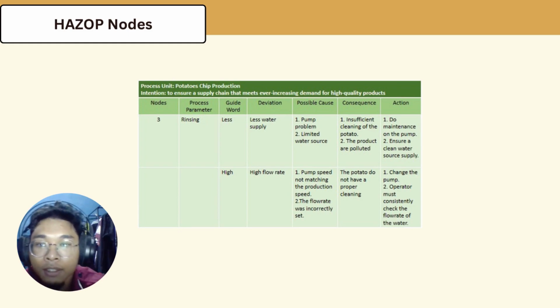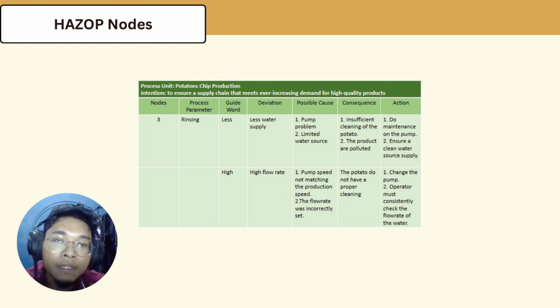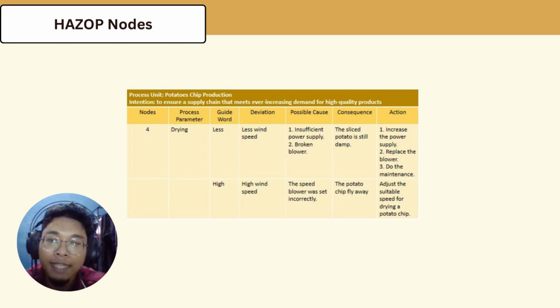While for the high deviation, it is a high flow rate, which might be due to the pump speed not matching the production speed and the flow rate being incorrectly set. So the consequence is the potato does not have proper cleaning, and the action that should be taken is to change the pump or the operator must constantly check the flow rate of the water. Next, drying.